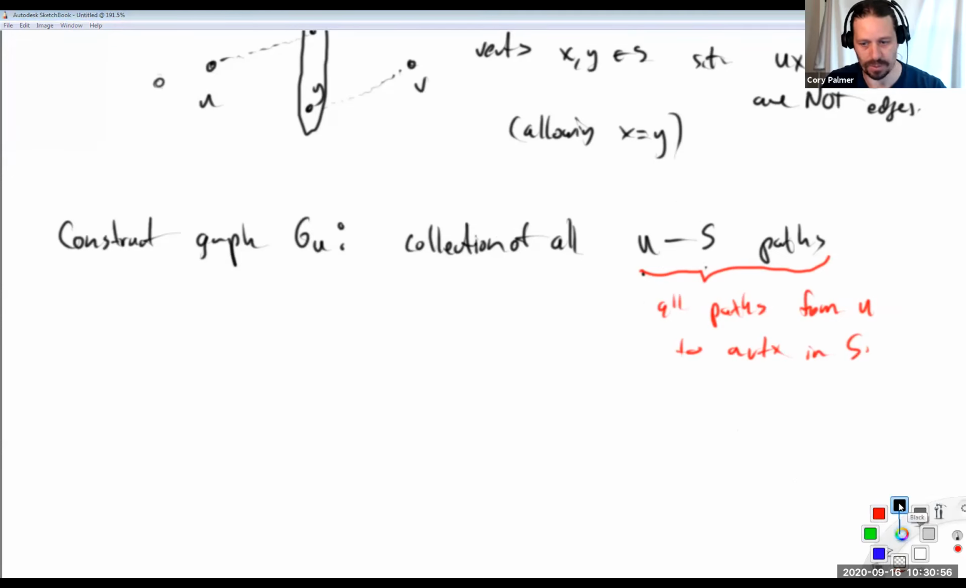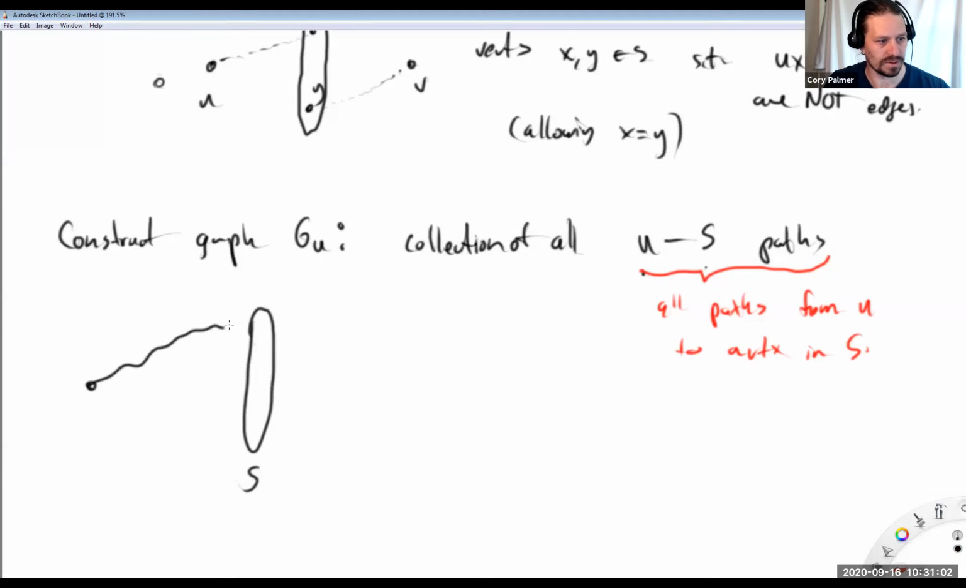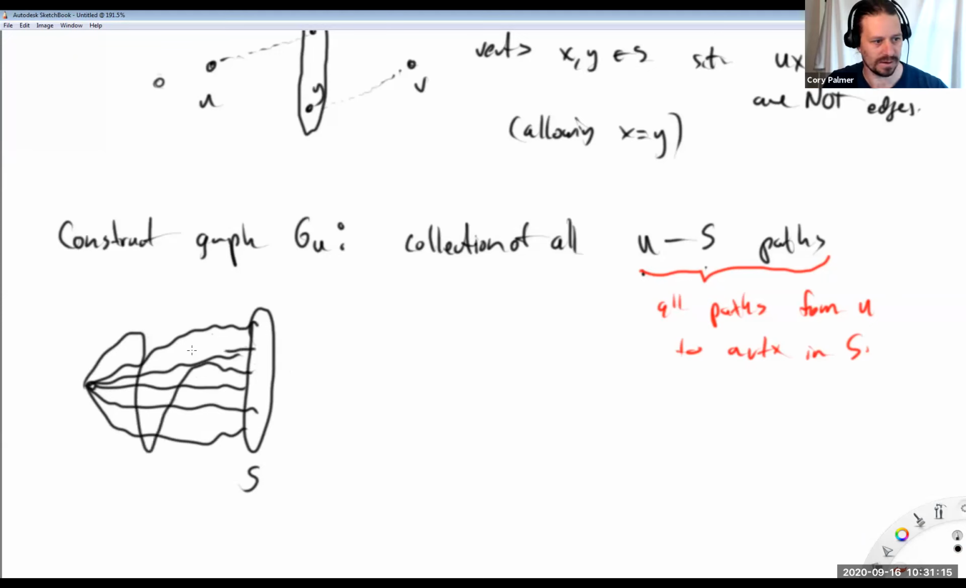So let me draw that part, and then we have to do one more thing here. So here's U, and here's S, right? And so there are certain paths going from here to here. In some sense, it's like the left-hand side of the picture. By the way, these paths aren't necessarily internally disjoint. I'm just taking every single way of getting there. So you definitely can have paths that look like this, but it's every single path, plus the vertices and edges, okay?